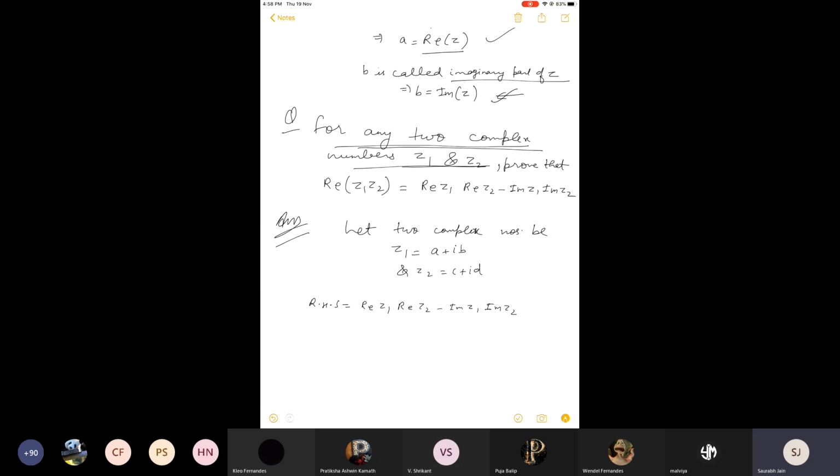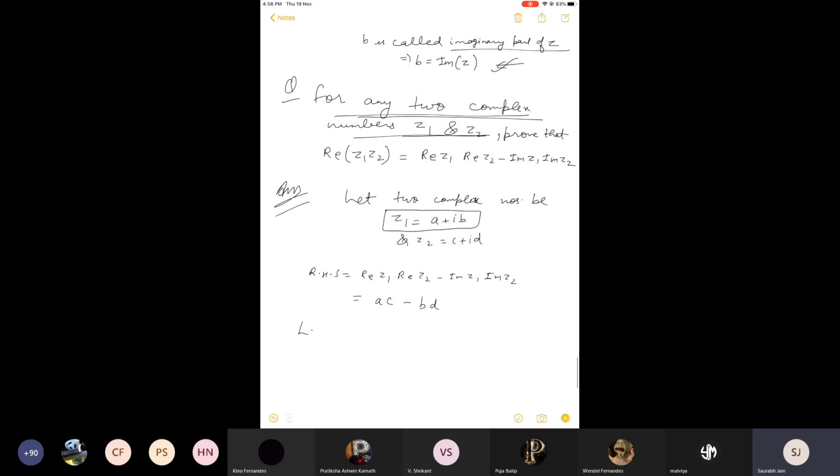For example, what is REZ1? You have supposed that Z1 is A plus iota B. So what is the real part of Z1? A. What is real part of Z2? C. Then minus, what is imaginary part of Z1? B. What is imaginary part of Z2? Small d. Right? This is your RHS.